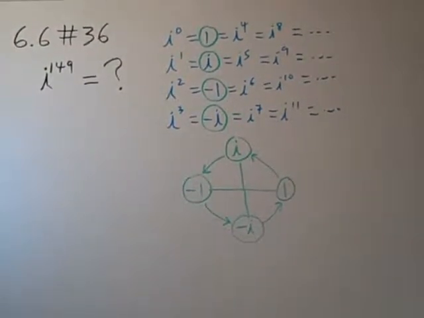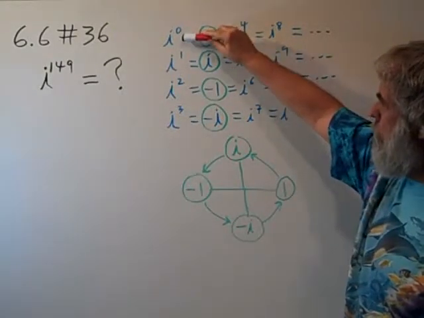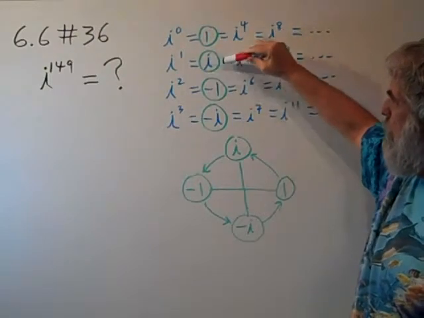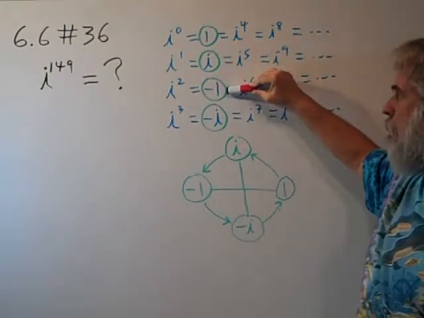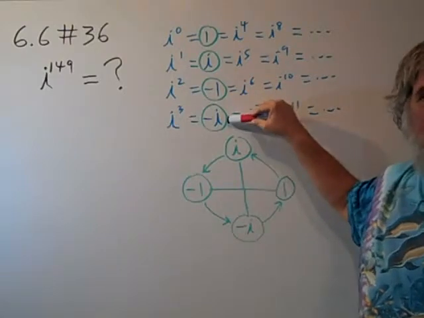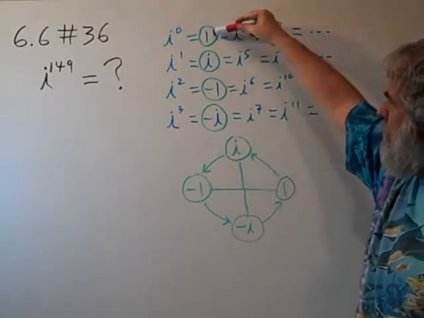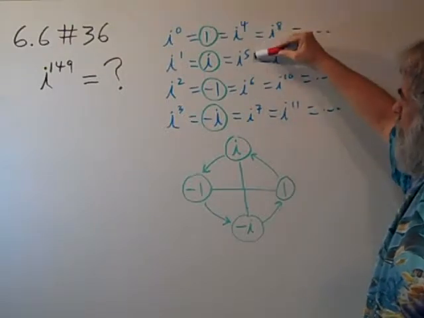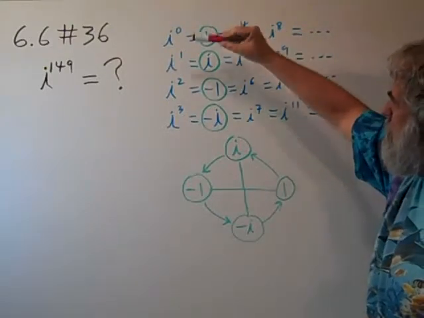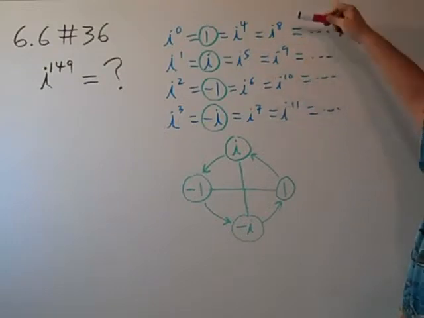Okay, here we want to find i raised to the 149th power. First you need to realize i to the 0th power is 1, i to the 1 power is i, i squared is negative 1, i to the 3rd power is negative i, and then i to the 4th power is i times negative i, which brings us back to 1, and i to the 5th is i, and so we're going into this cycle of 4. A cycle of 4.